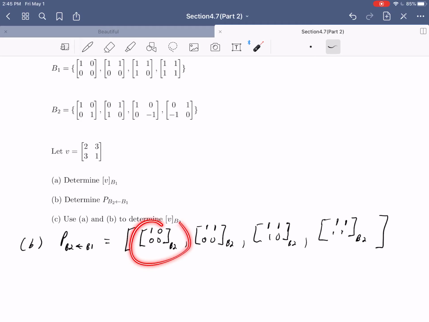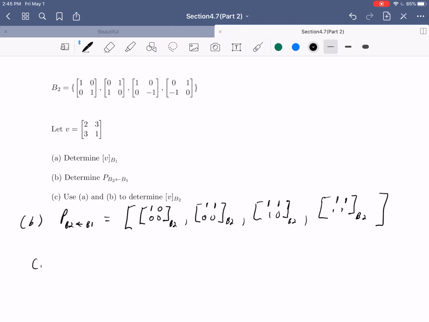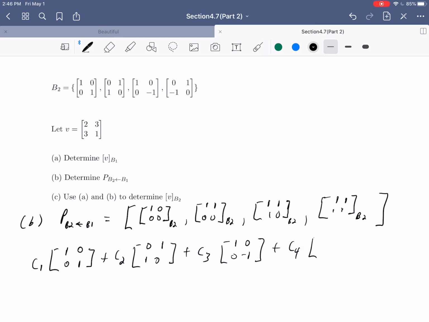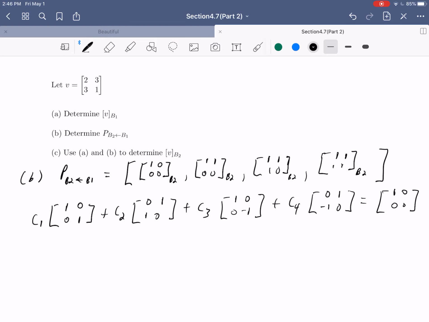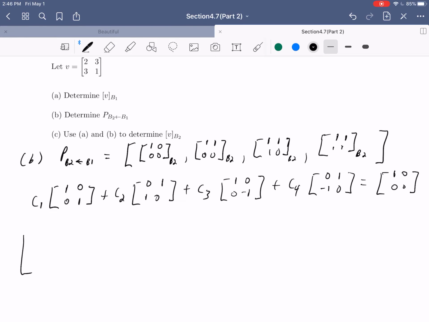So let's start with this first one here. For this first one, we're going to have to take C1 times 1, 0, 0, 1 plus C2 times 0, 1, 1, 0 plus C3 times 1, 0, 0, minus 1 plus C4 times 0, 1, minus 1, 0. And we're going to have to set that equal to 1, 0, 0, 0. Okay, now let's immediately move that into the augmented form. So it looks like we should get 1, 0, 1, 0, and 1. Then 0, 1, 0, 1, and 0. Then 0, 1, 0, minus 1, and 0. And then finally 1, 0, negative 1, 0, and 0.